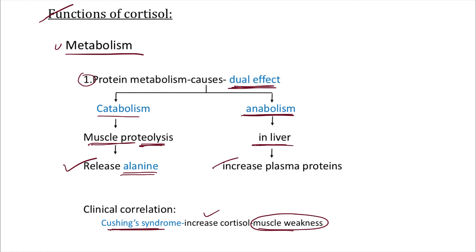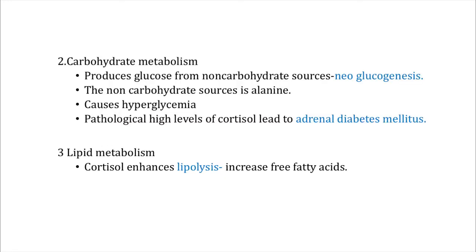Now very important. After protein metabolism, the second is carbohydrate metabolism. So see here, very important: what is the effect of cortisol on carbohydrate metabolism? Cortisol produces glucose by using non-carbohydrate sources. What are those non-carbohydrate sources? These are alanine, the amino acid alanine. Remember the catabolic effect of cortisol on muscle protein, right? So by using the non-carbohydrate sources, cortisol produces glucose by the process of neoglucogenesis.